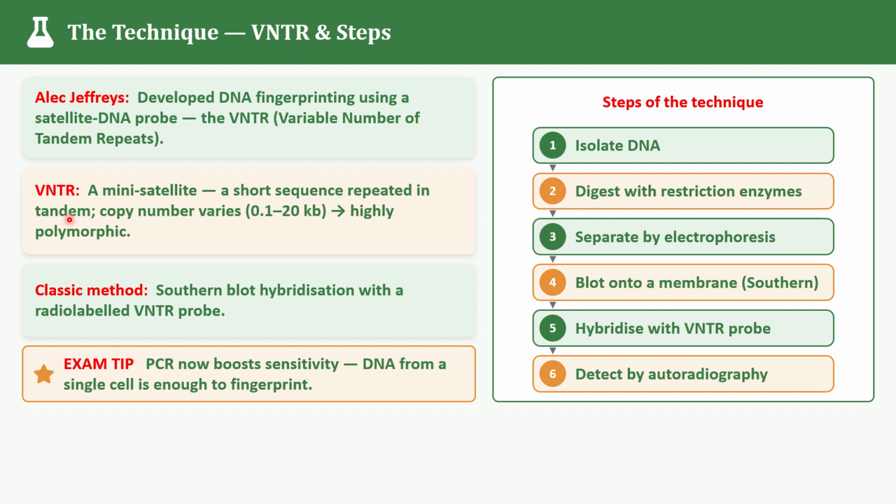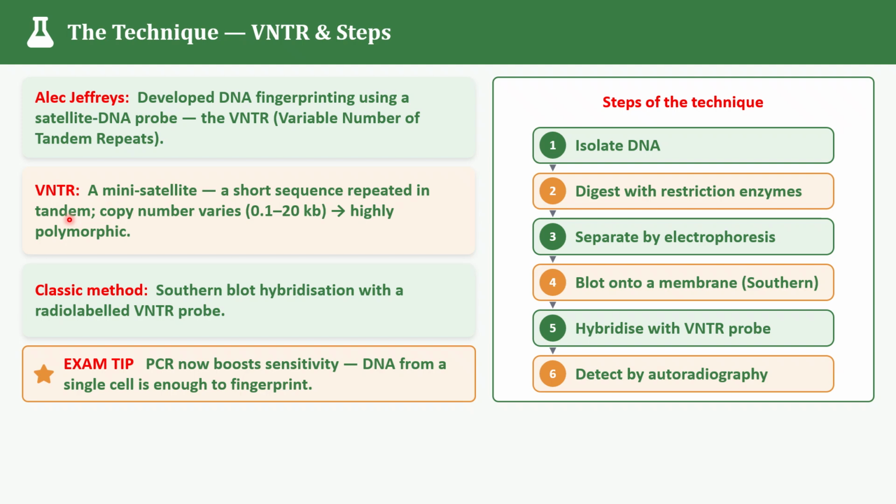And here the most important point is the number of repeats varies from one individual to another. For example, let us take three people A, B and C. And 1, 2, 3 will be the numbers. In person A, it is 1, 2, 3, and in person B, it will be 1, 2, 3, 4. In person C, it can be 1, 2 or 1, 2, 3, 4, 5, 6. So because the number of repeats is different, the length of the VNTR region also differs between the individuals.